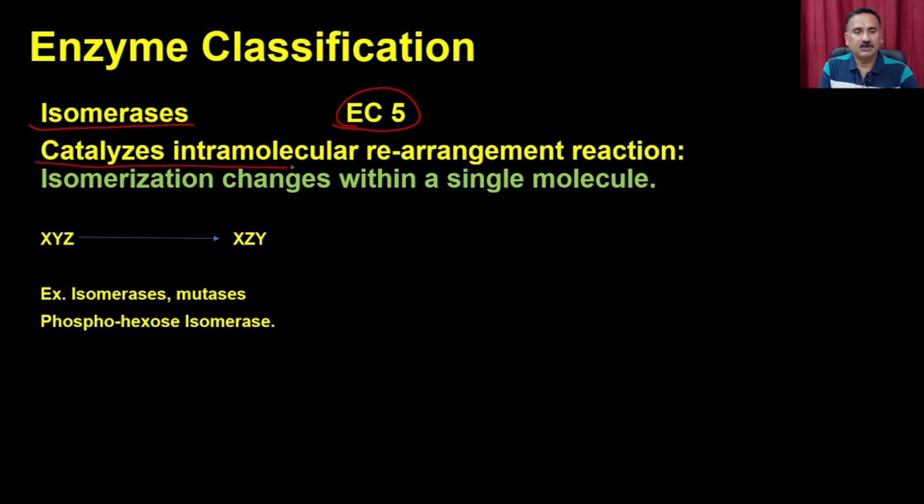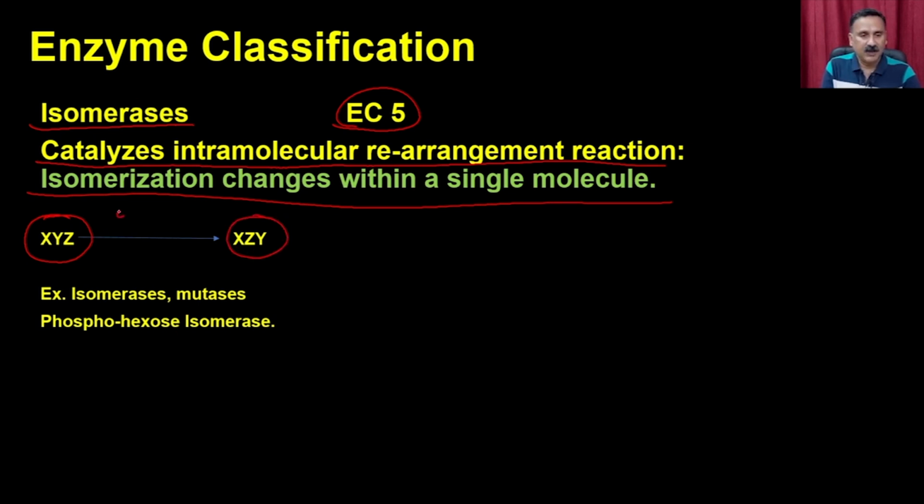It catalyzes intramolecular rearrangement reactions, which means the isomerization changes within a single molecule. If there is a substrate called XYZ, it is going to be converted into XZY. That is catalyzed by the isomerases. In this, it is not degrading the substrate, it is just changing the position of the group within the molecule, and that's how it causes the generation of different types of isomers.